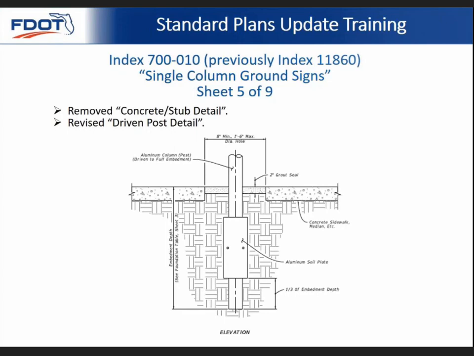You can see that the soil plate has a different configuration from what existed previously. And this is due to maintenance issues. The concrete stub was having problems with the concrete cracking. The driven post, this is easier to insert into the soil if you're trying to replace an existing driven post.